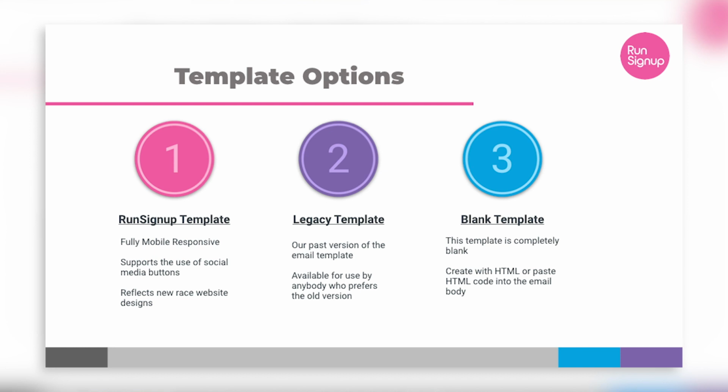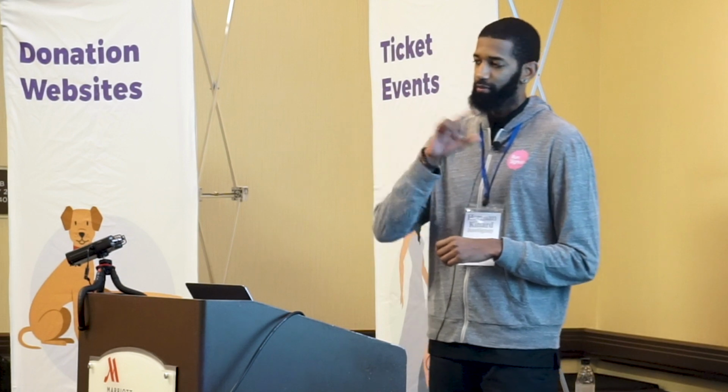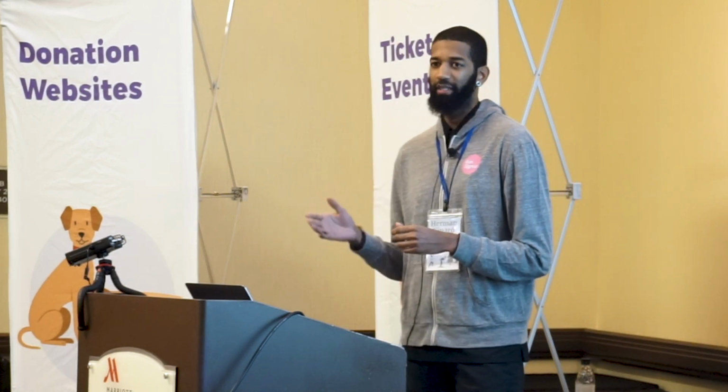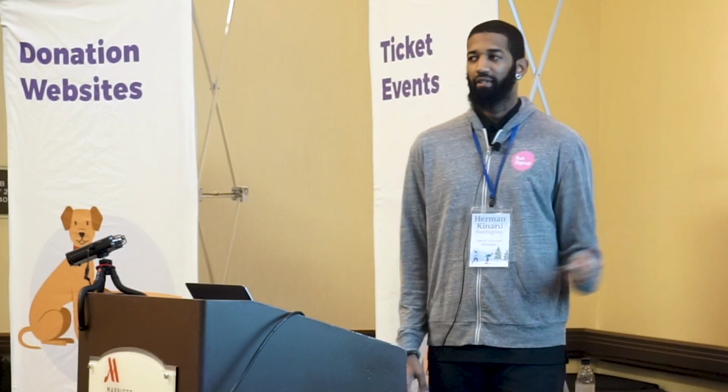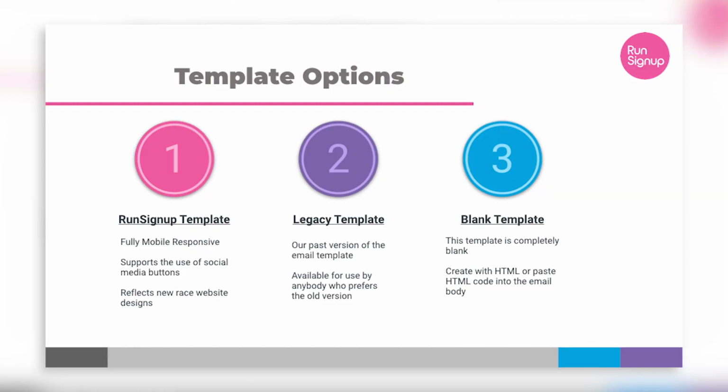Instead, with our legacy template, it's going to look the same way on a desktop as it does on a mobile phone. So if you're sending that out, when somebody opens it, they're going to have to pinch, pull, do all of that scrolling to see your whole email, as opposed to the RunSignup template, which will scale it down and fit everything in the window. And the third one is just a blank template. It's just going to be the white screen.